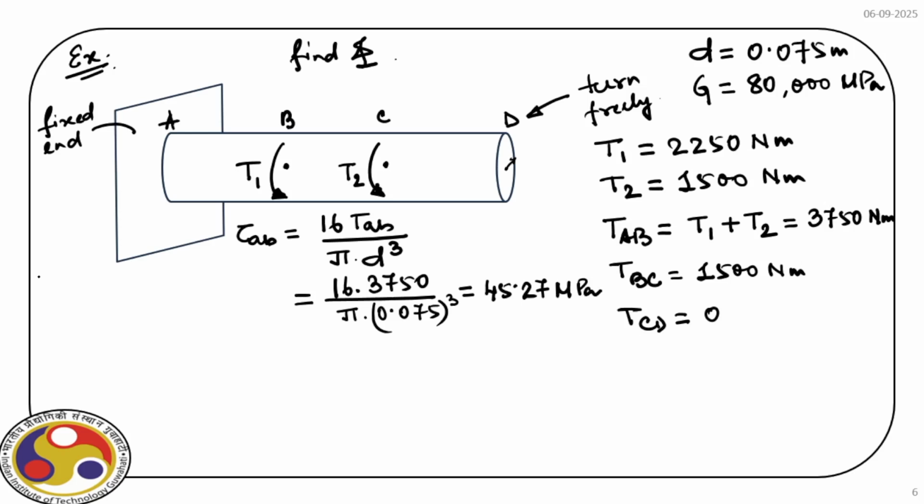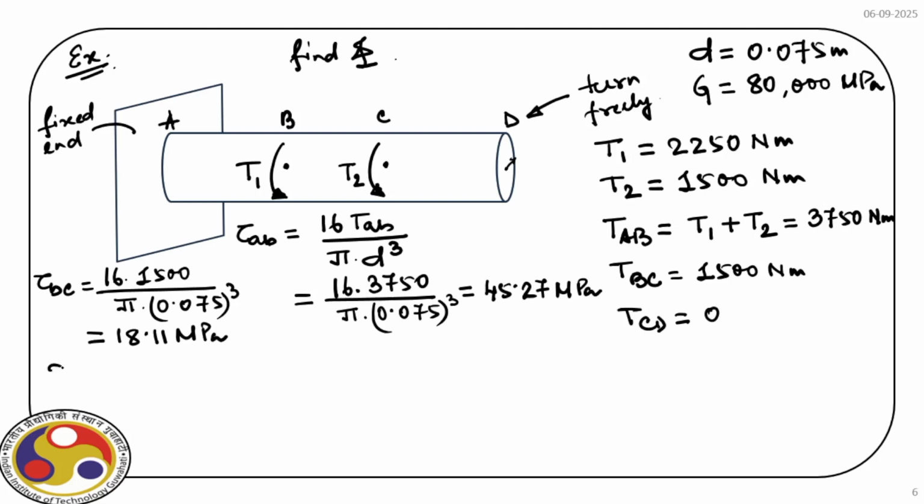Similarly, we can also find out tau BC. For that we have 16 times the value of torque, and that is 1500 divided by pi times, again we have uniform diameter, 0.075 whole cube, and the value of this tau over the range BC is 18.11 into 10 to the power 6 again, so we can write it 18.11 megapascal.